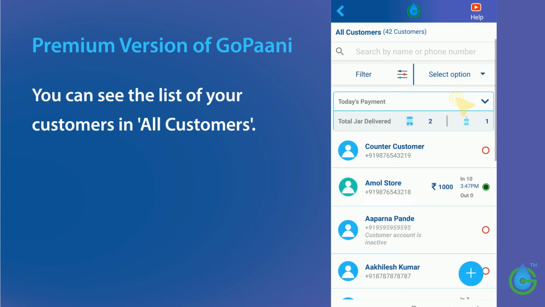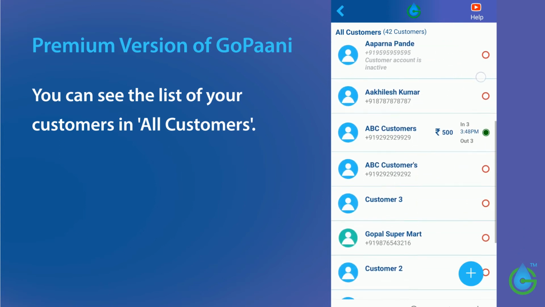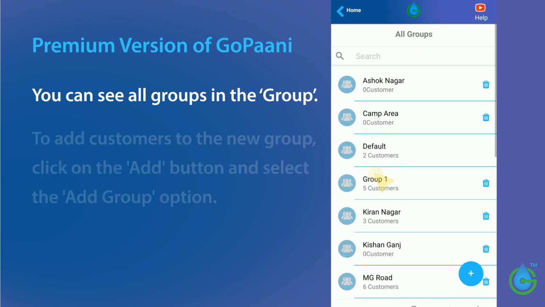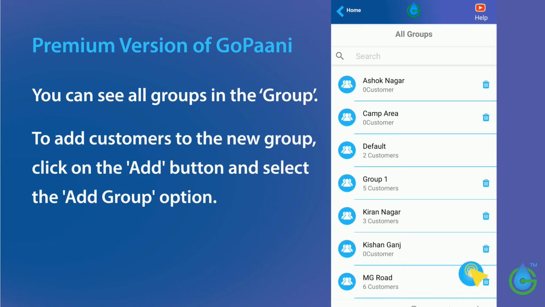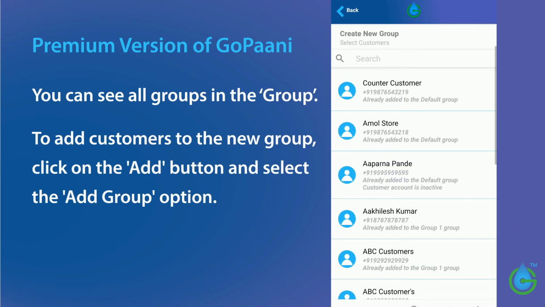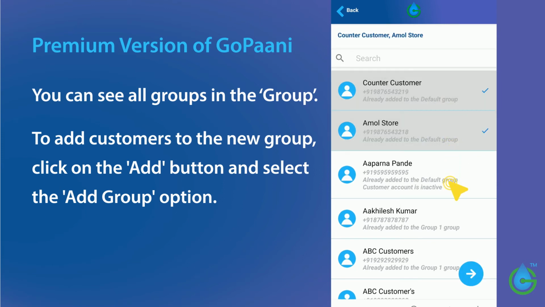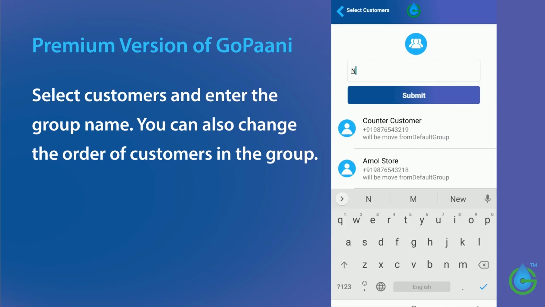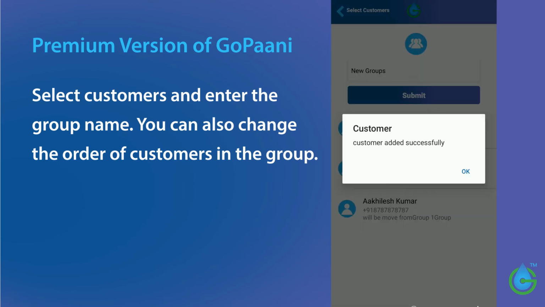You can see the list of all customers. You can see all the groups in the group option. To add customers to the new group, click on the Add button and select the Add Group option. Select customers and enter the group name. You can also change the order of customers in the group.